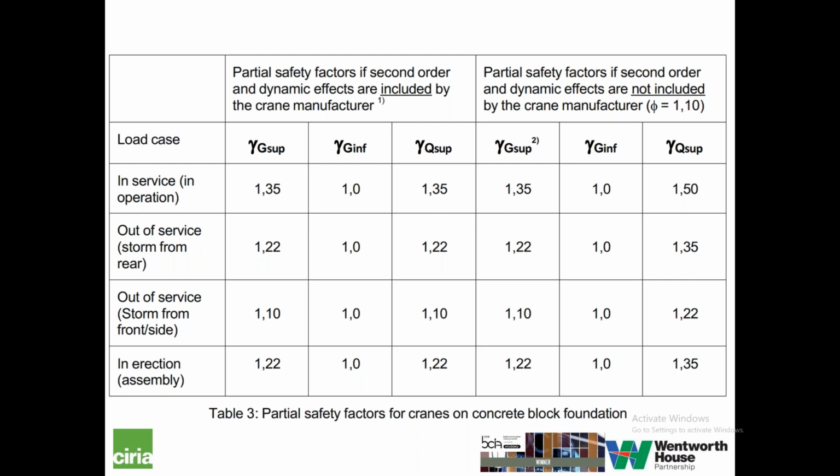So where does this lead us? It leads us to a set of partial load factors, which are different for in-service and out-of-service. And the FEM defined two sets, one if second-order dynamic effects are included by the crane manufacturer, and one if they are not included by the crane manufacturer. So if in doubt, use the higher set. Otherwise, you need to go back to the manufacturer and ask if he's included second order and dynamic effects in the loads that he has given you.